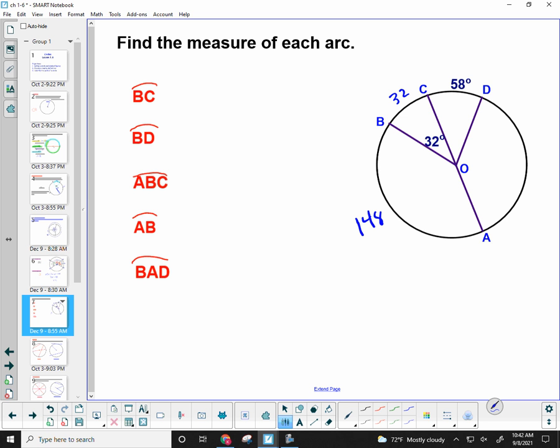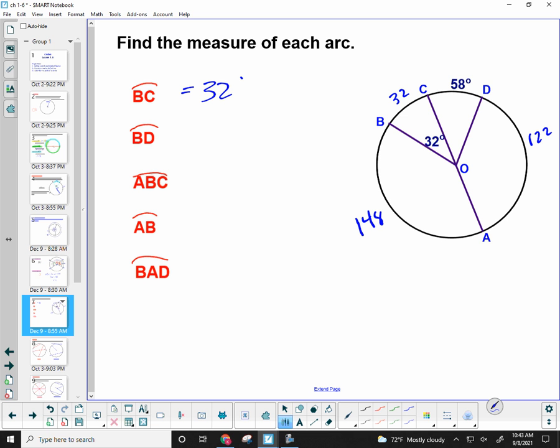148. If this is 180 and I take away 58, that gives me 122. Are we okay? All right, so now let's answer our questions. We want to find BC. BC, that's 2 points. It's a minor arc, so it's the shortest distance between B and C. So that's going to be 32 degrees. Is that okay?